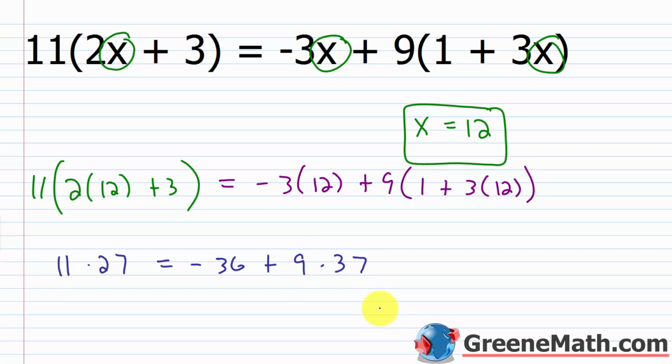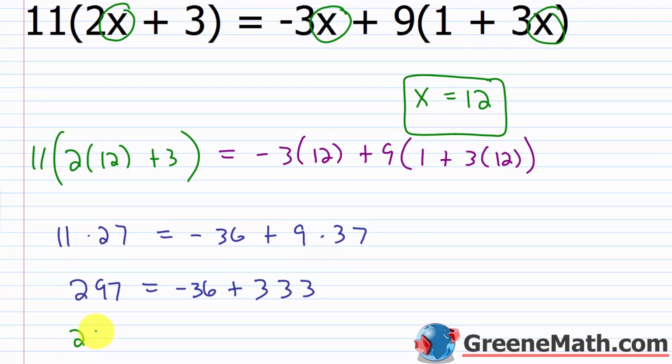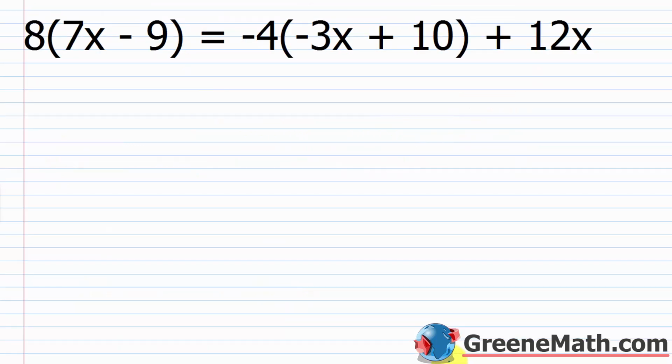All right, so let's see what we got here. 11 times 27 is 297. This should be equal to 9 times 37, which is 333, plus negative 36. Negative 36 plus 333 is 297. So you get 297 is equal to 297. That tells us that our solution here, x equals 12, is correct. All right, pretty straightforward.